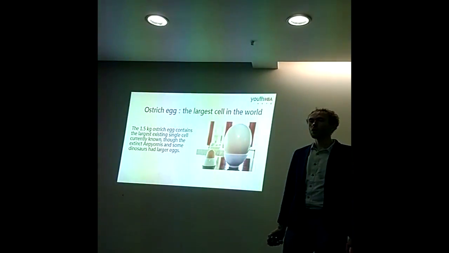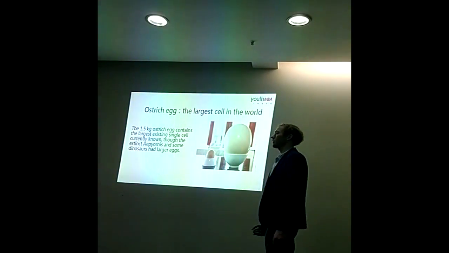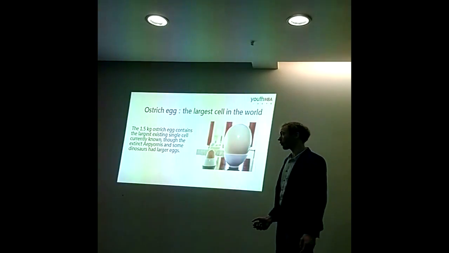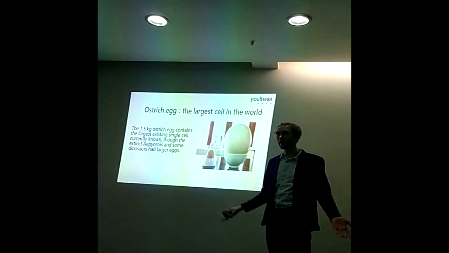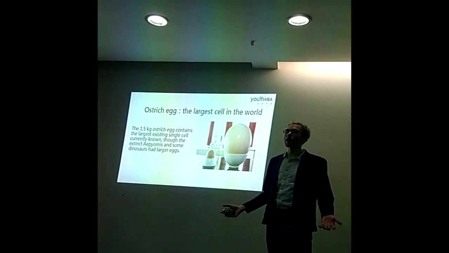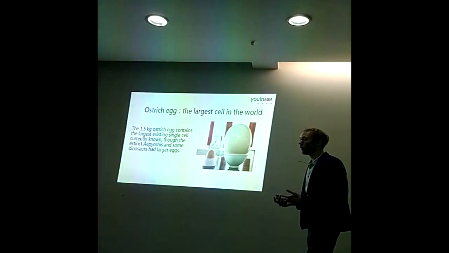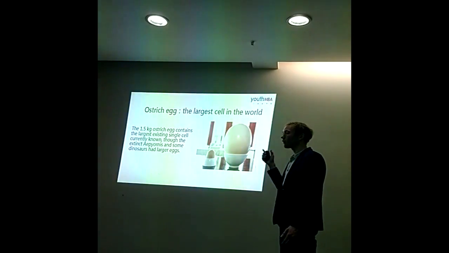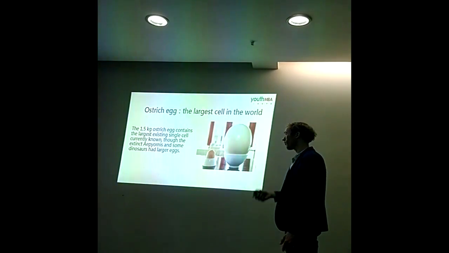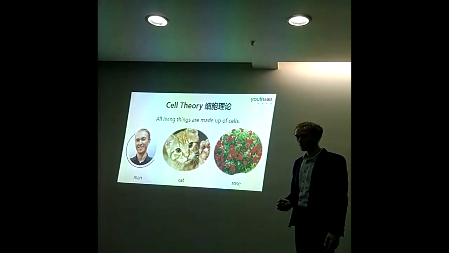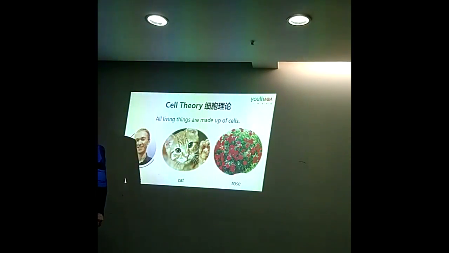It weighs 1.5 kilograms and it is nominated as the largest cell on our planet. I mean, currently. Dinosaurs were laying eggs too, so the dinosaur egg was definitely larger than the ostrich egg, but now the ostrich egg has the title of the largest egg at this moment on our planet. Okay, and we can move on to another field.